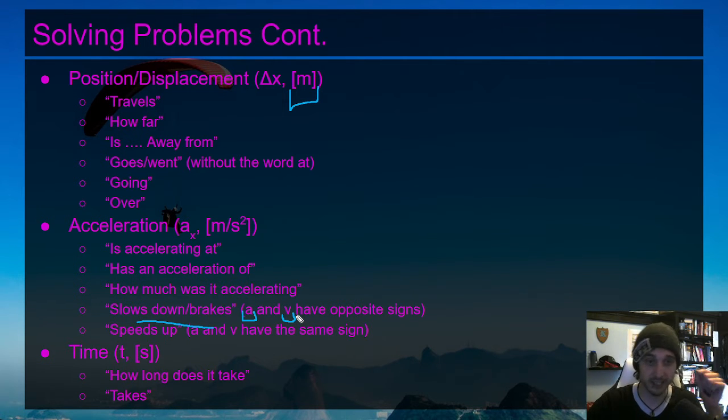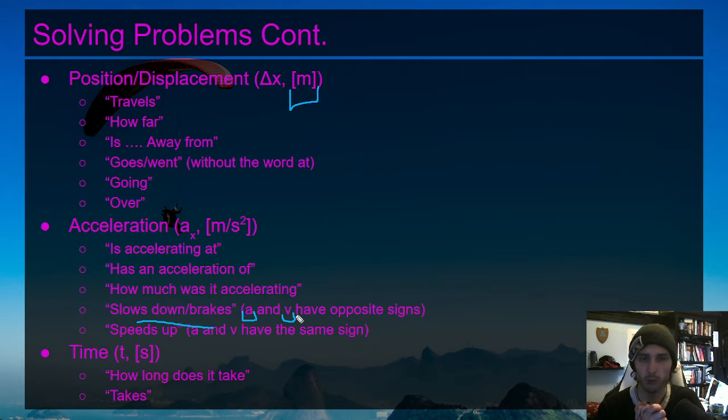So if your initial velocity is positive and it's slowing down, make sure you make your acceleration negative. Or if you see that there are brakes kicking in, make sure that you make your acceleration negative if you make your initial velocity positive. If your initial velocity is negative and it's slowing down, make sure you make your acceleration positive. If you see that it speeds up, make sure that your acceleration and your velocity match signs. So if it previously had a negative velocity, it needs to have a negative acceleration. If it has a positive velocity, it needs to have a positive acceleration. And that'll be for if it's speeding up.